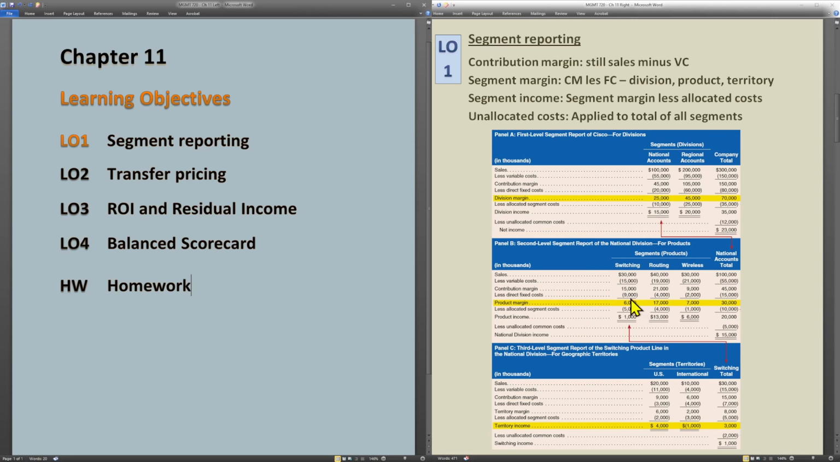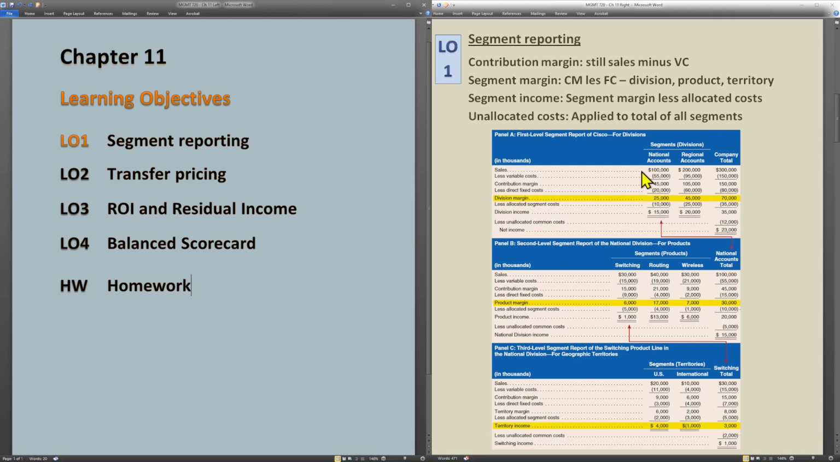Whether you separate it along divisions or products or territories, those are all different types of segments. Unfortunately, the textbook sometimes doesn't clarify that they're talking about a segment. They'll just say division margin, product margin, territory margin. Here it's territory margin and then territory income. But just recognize that in a bigger company we're dividing it up into smaller parts so that we can analyze each part, even though we do aggregate it into one number at the end.